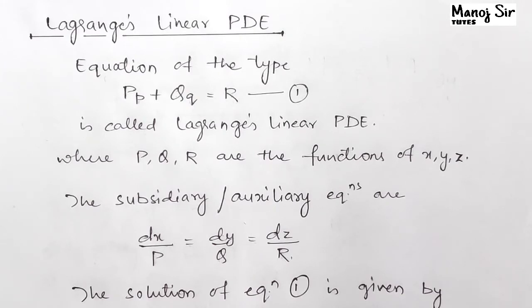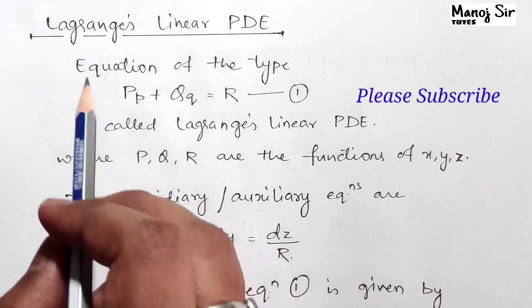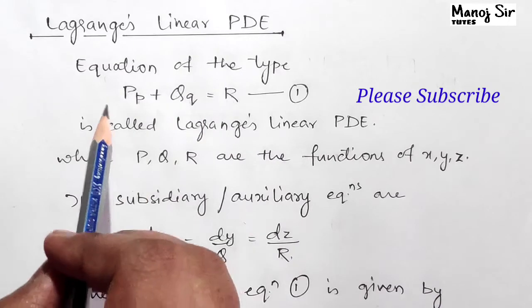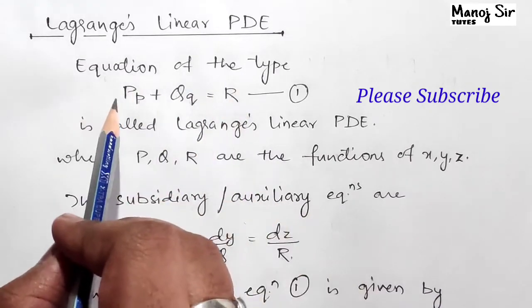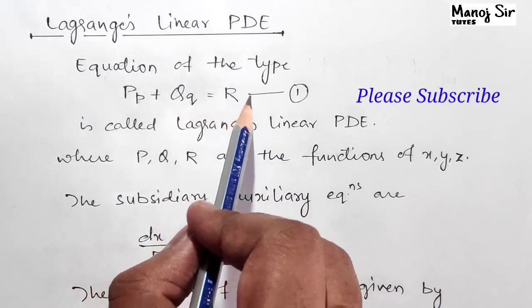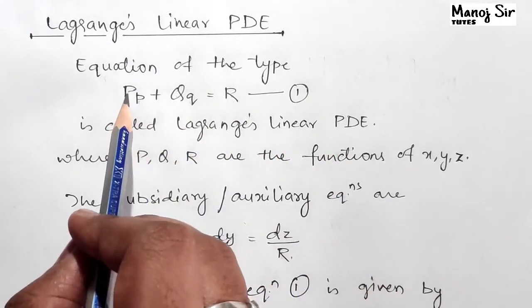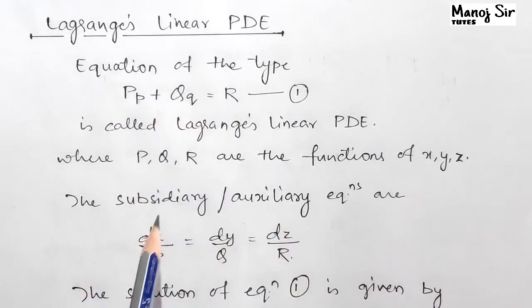Welcome to video number 13, and in this video we are going to solve a very good question on the topic that is Lagrange's linear partial differential equation. So let us start. Whenever you see an equation of this type, that is Pp plus Qq equals R, this is nothing but your Lagrange's linear partial differential equation, where capital P, capital Q and capital R all are functions of x, y and z.